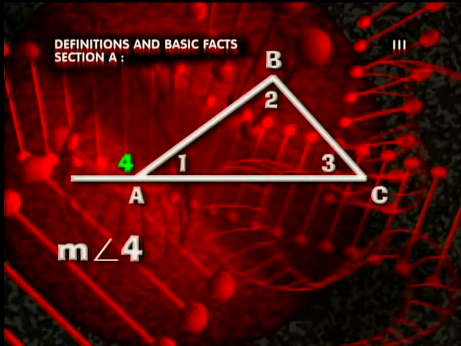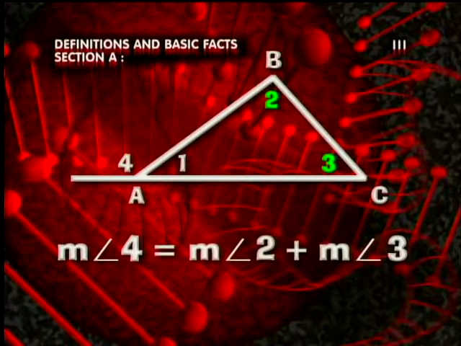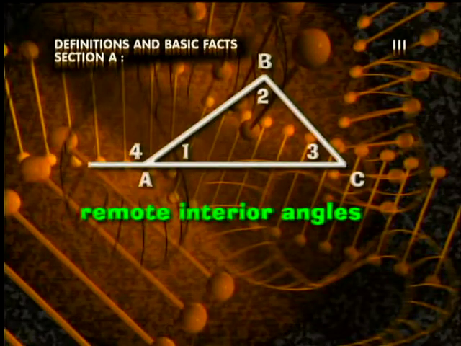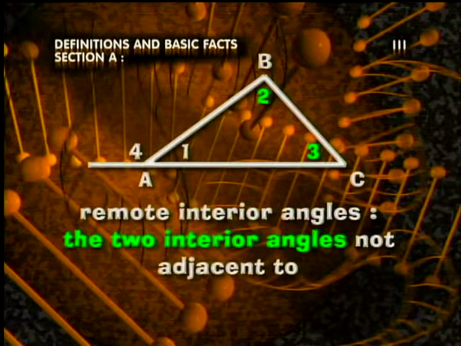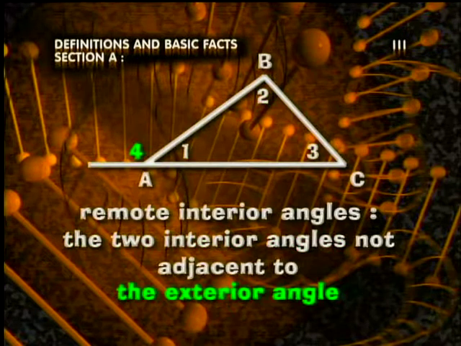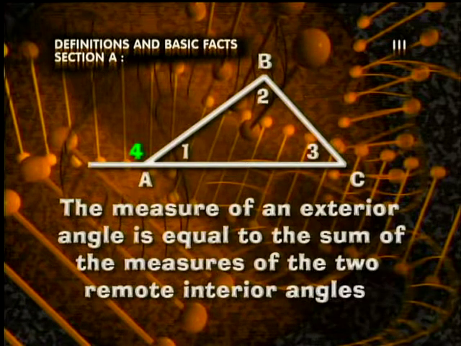Let's prove that the measure of angle 4 is equal to the sum of the measures of the two remote interior angles. Remote interior angles? What the? Oh yeah, remote interior angles are the two interior angles, angles 2 and 3, which are not adjacent to the exterior angle, angle 4. You see, they're remote. So, the theorem we're trying to prove is the measure of an exterior angle is equal to the sum of the measures of the two remote interior angles.